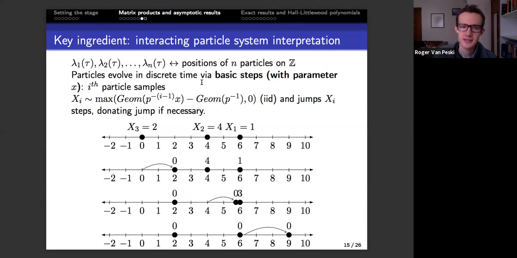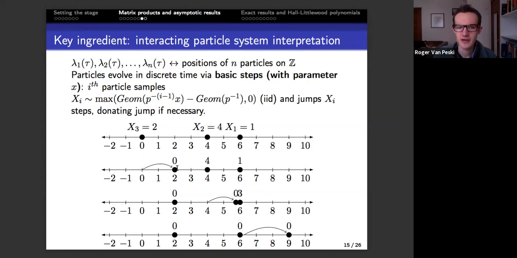So in such a step, each of the particles samples some random variable xi. It's the max of some difference of geometrics and 0. So in particular, it's not negative, but what it is right now, you shouldn't worry about too much. Each of them samples some random variable xi, and then tries to jump that many steps. So in this example, this one has sampled 1, this one has sampled 4, and this one has sampled 2. So now this one wants to jump 2 steps, this one wants to jump 4, and this one wants to jump 1. We'll start with the one on the left.